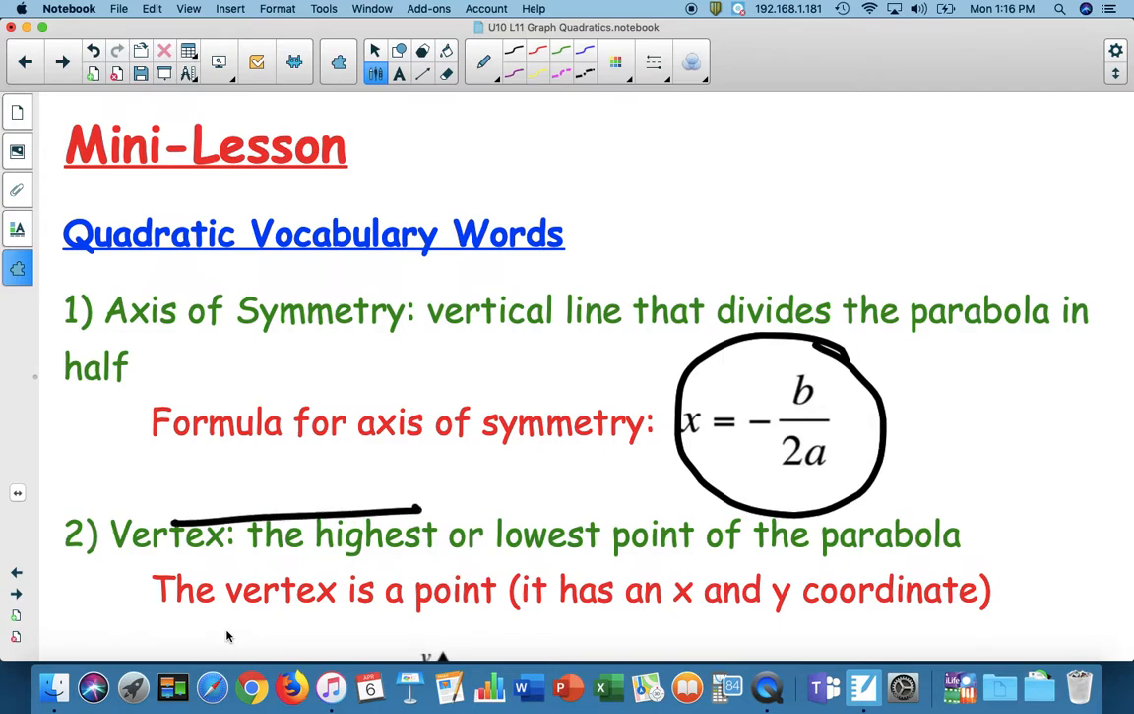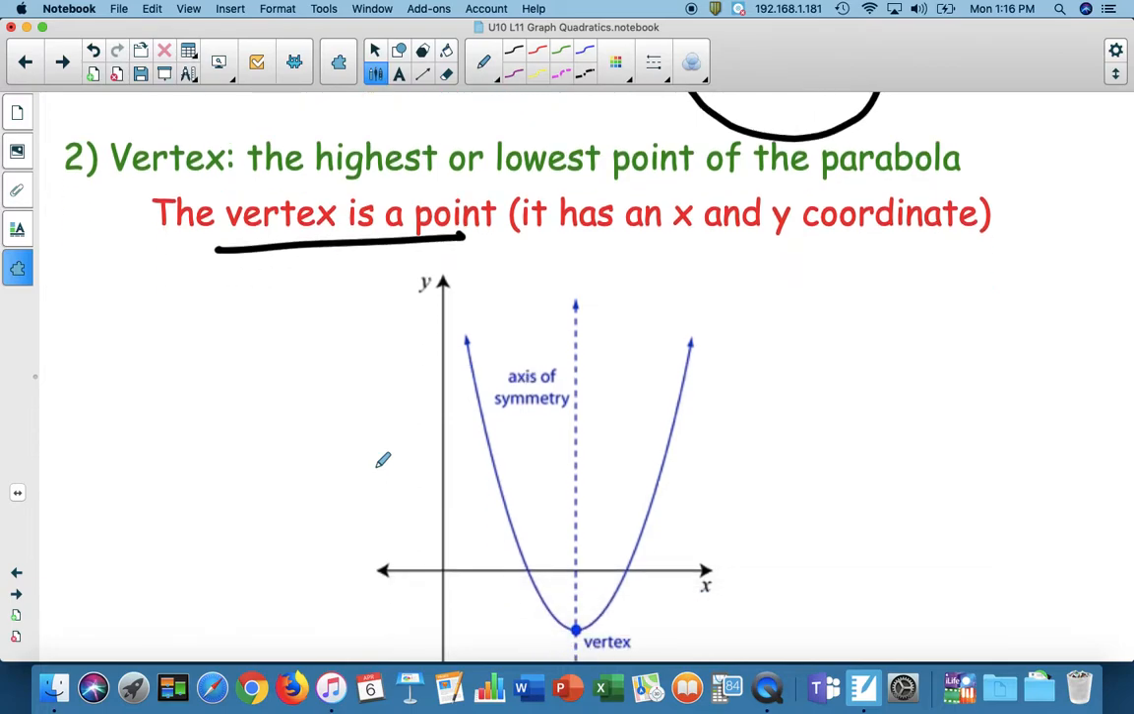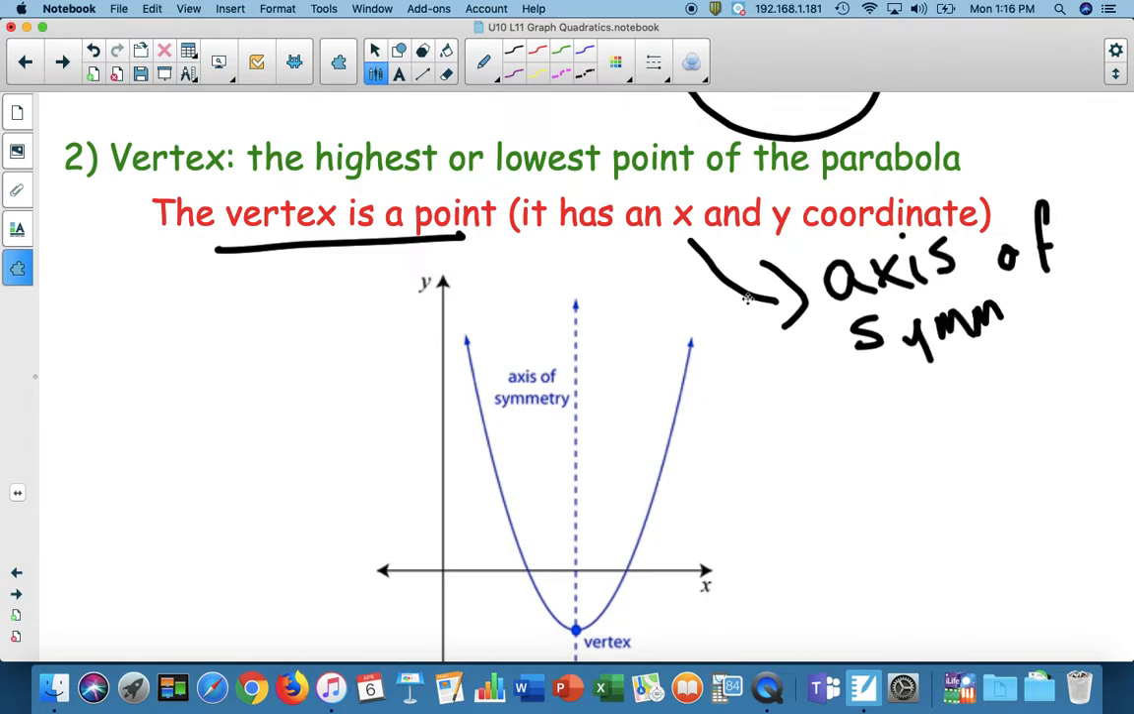Oh, that's a little higher than I want it to be. Every vertex is a point. Really important for you guys to understand that. It has an x and a y coordinate. The x coordinate is your axis of symmetry. All right, so that x coordinate, let me lower that again. That x coordinate, that's your axis of symmetry. So that's why it's always important to start off with the axis of symmetry.